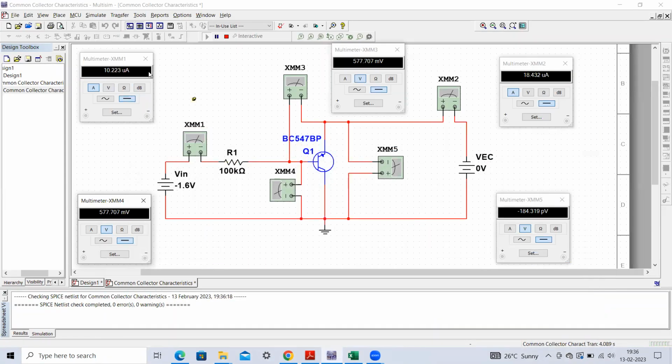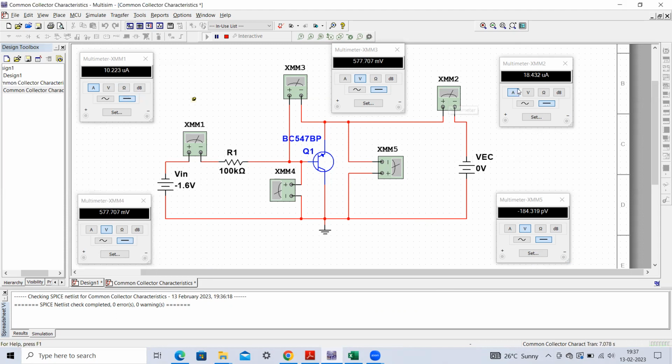So from now onwards, what we have to do is keep this current near about 10.223. A small fluctuation is tolerable, but try to keep it around 10.2 to 3 microamperes. In the laboratory, you may be able to set this particular voltage such that this value is exactly controlled to 10 microamperes. But the idea is that we have to keep this base current constant. Once you make it minus 1.6, for the emitter to collector voltage we make it 0 volt.